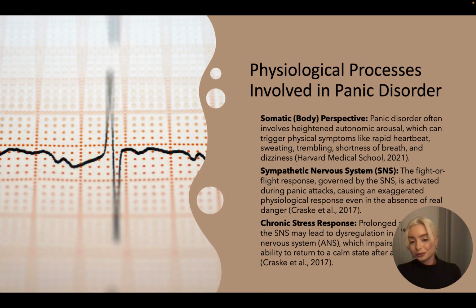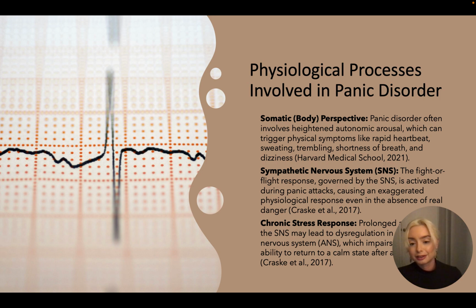So there are a few physiological processes involved in someone who is diagnosed with panic disorder or who may be exhibiting symptoms of panic disorder. The first one we'll look at is the somatic perspective. Someone who has panic disorder might often be in a heightened autonomic arousal state. Now, this means they can have a variety of physiological symptoms. Maybe they have rapid heartbeat, trembling, dizziness, lightheadedness, potentially even shortness of breath and sweating.